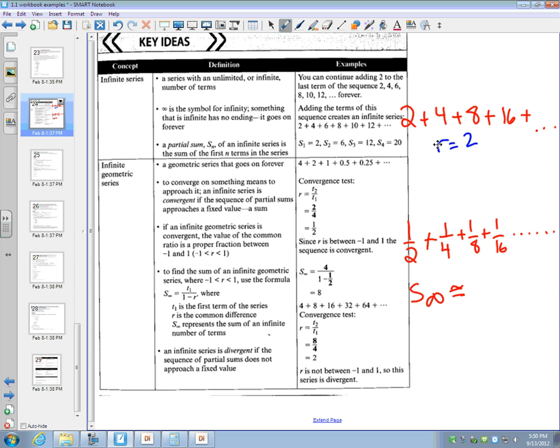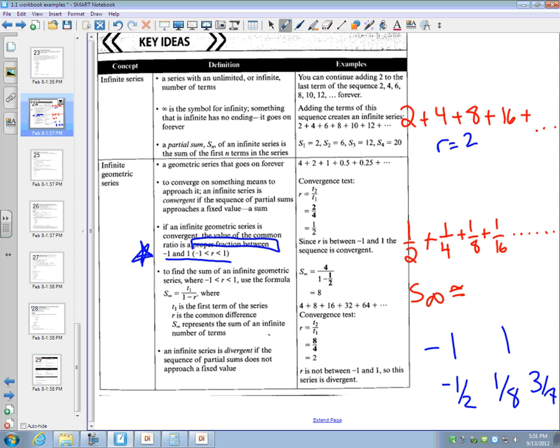To converge on something means to approach it. An infinite series is convergent if the sequence of partial sums approaches a value. If an infinite geometric series is convergent, the ratio is a proper fraction between -1 and 1. This is really important. That's how we're going to decide if it is a convergent ratio. If we have -1/2, +1/8, or 3/7, all of those are between -1 and 1. So if the ratio is one of those, this will converge.